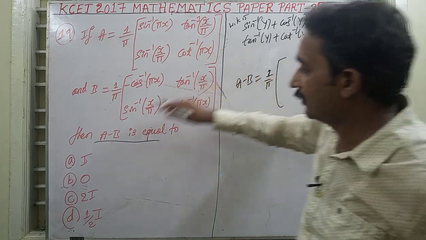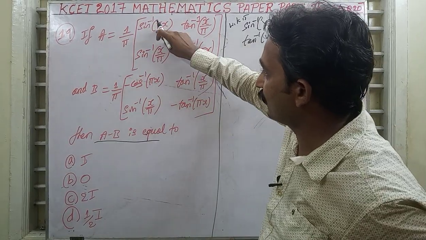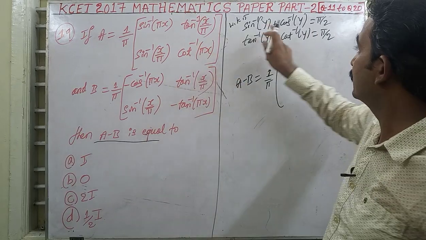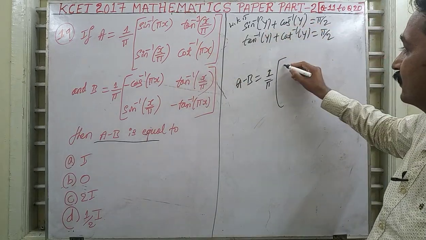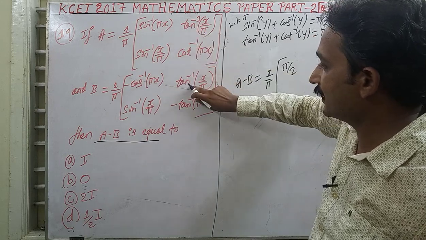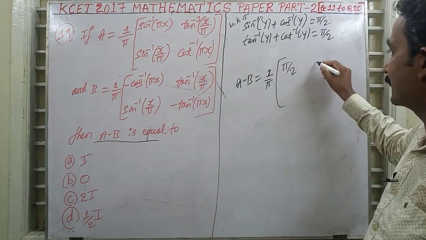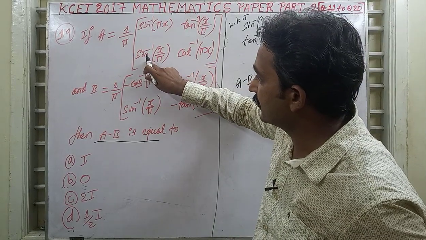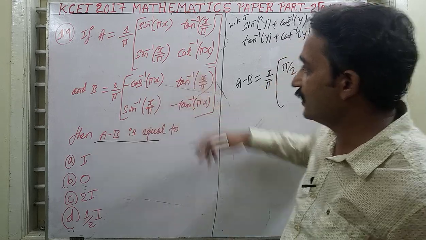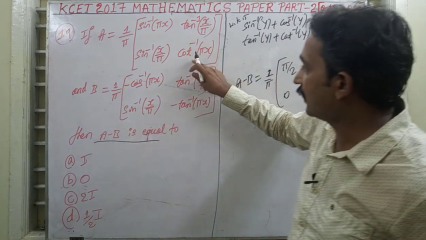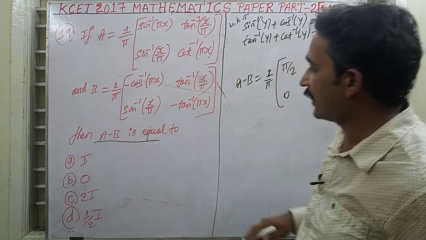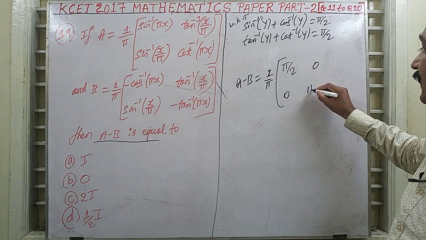Addition, subtraction, a minus b: first row first element, we take sin inverse of pi x minus into minus, plus cos inverse of pi x, using the formula sin inverse y plus cos inverse y is pi by 2, pi by 2. Next, first row second element, tan inverse of x by pi minus tan inverse of x by pi, cancel each other, 0. Next, second row first element, sin inverse of x by pi minus sin inverse of x by pi, same quantity with opposite sign, cancel each other. Next, second row second element, cot inverse of pi x minus into minus plus tan inverse of pi x, using this formula we can write pi by 2.